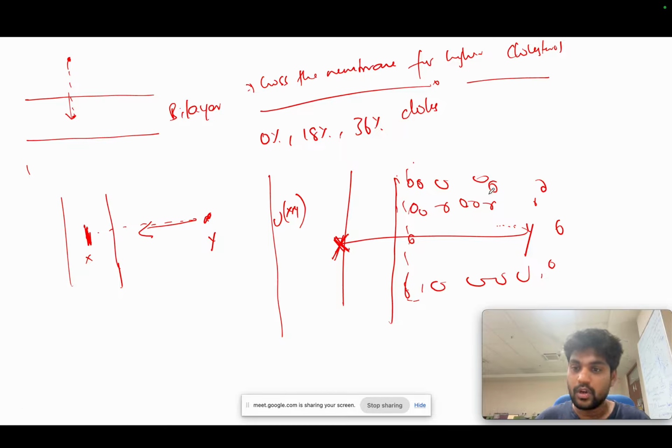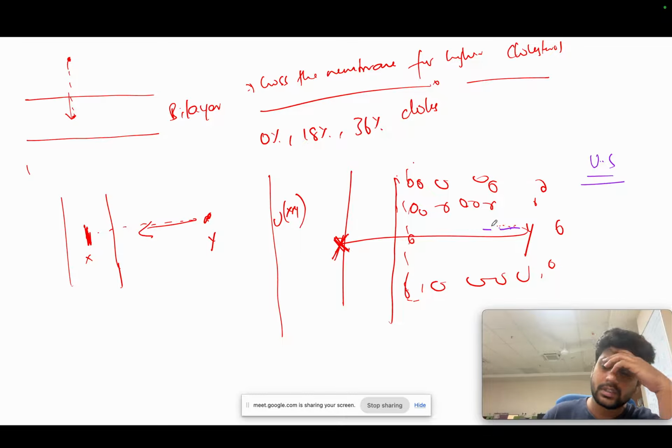Now I am pulling the drug molecule from here using a method called umbrella sampling, which is an advanced method and not necessary for this course. But what we are basically doing is pulling these molecules, and I got a value like this.